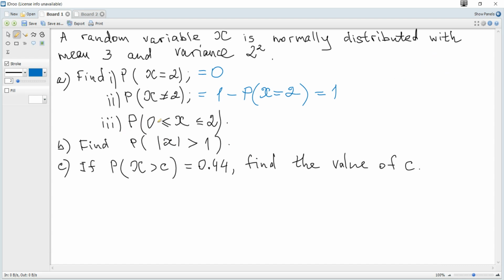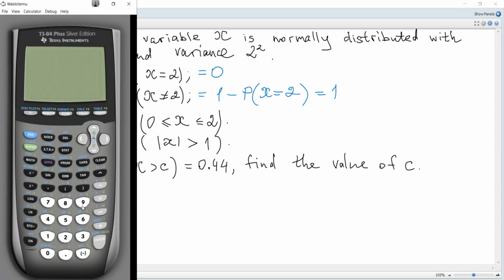And probabilities that x is greater or equal than 0 and less or equal than 2. The mean is given, variance and hence standard deviation is given, so it's just needed to calculate. We choose normal CDF, lower bound is 0, upper bound is 2, and it doesn't matter excluded or included endpoints, it will be the same.